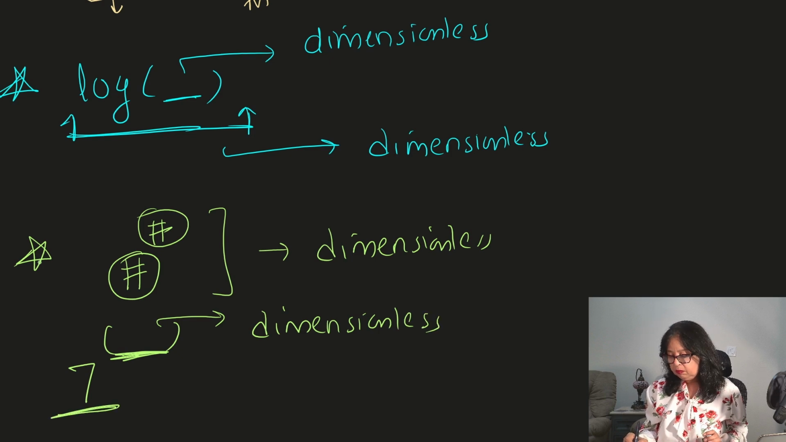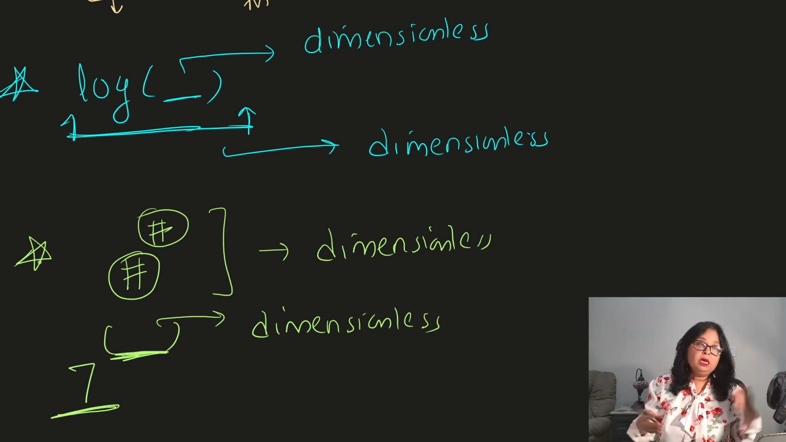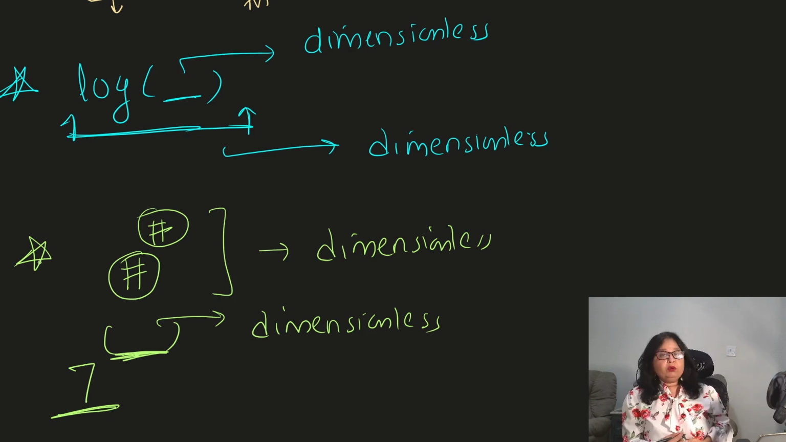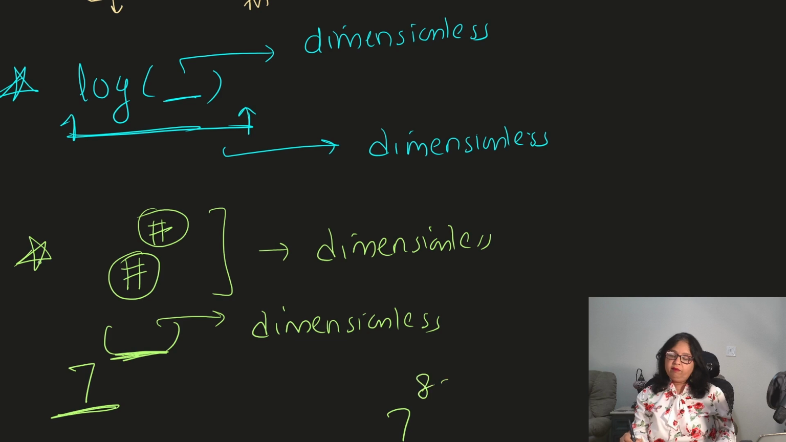And over here it is 7 to the power of something, right? It cannot be 7 to the power 5 meters. That doesn't make any sense. It could be 7 to the power 5. It could be 7 to the power 7. But I can't say 7 to the power 8 seconds. This means nothing, physically speaking.